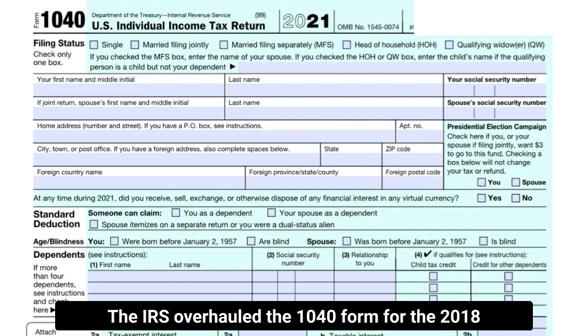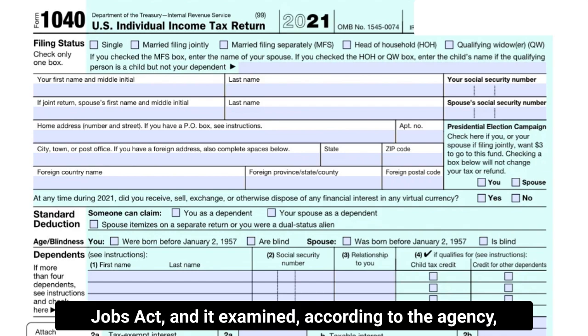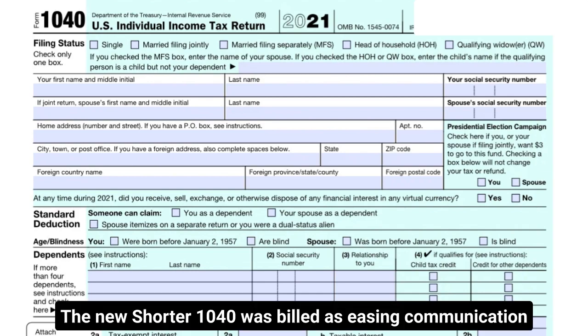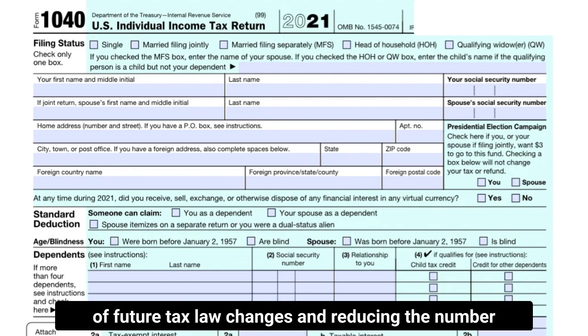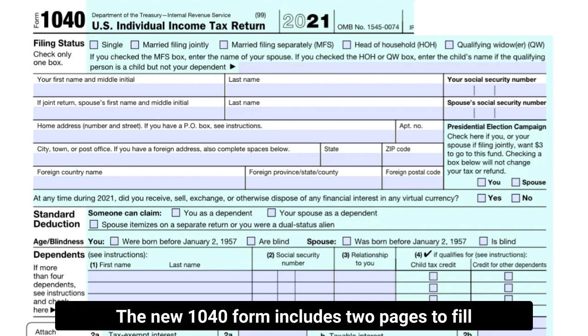The IRS overhauled the 1040 form for the 2018 tax year after passage of the Tax Cuts and Jobs Act, TCJA, and it examined, according to the agency, ways to improve the 1040 filing experience. The new, shorter 1040 was billed as easing communication of future tax law changes and reducing the number of 1040s from which taxpayers must choose. The new 1040 form includes 2 pages to fill out which are available on the IRS website.